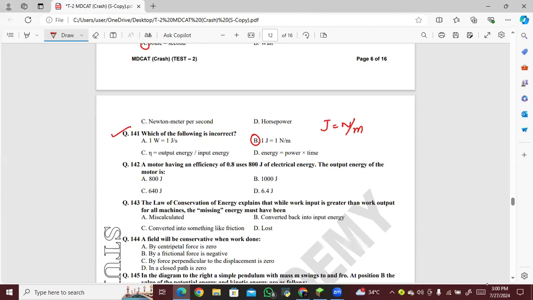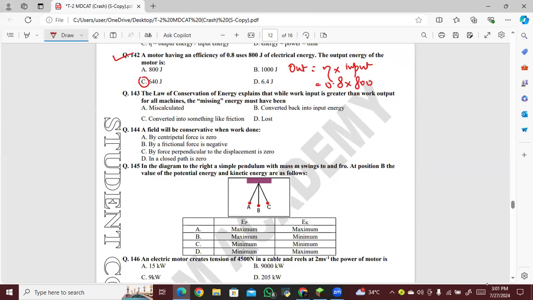A motor having an efficiency of 0.8 uses 800 joule of electrical energy. The output energy? So the output is equal to efficiency multiplied by input. 0.8 multiplied by 800, it becomes 640. The law of conservation of energy explains that while work input is greater than work output for all machines, the missing energy must have converted into something like friction. If a field is conservative, then work done in a closed path is zero.